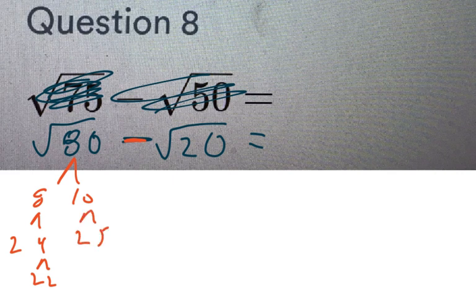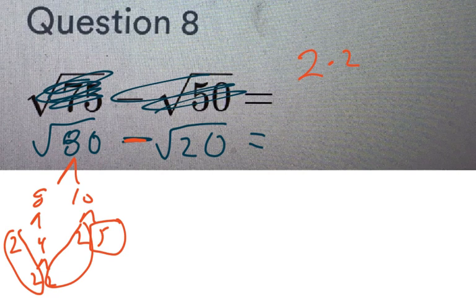Now remember, any pair of baby square roots is a regular number. So these two make a regular 2. These two make another 2. We have an extra square root 5. So that's not showing up very well, but I got 2. Let me change this to yellow. I got 2 times 2 times square root 5, which is 4 square root 5.